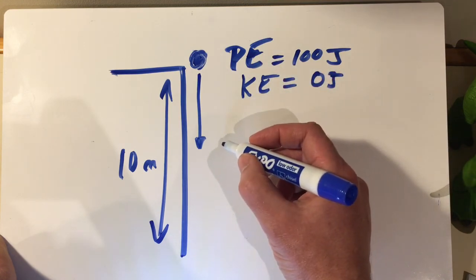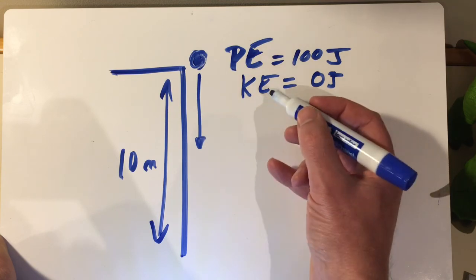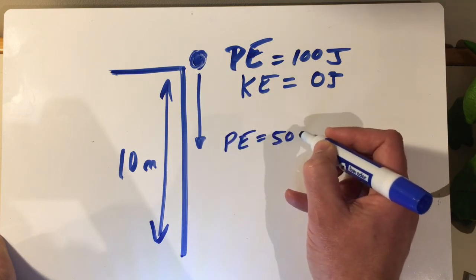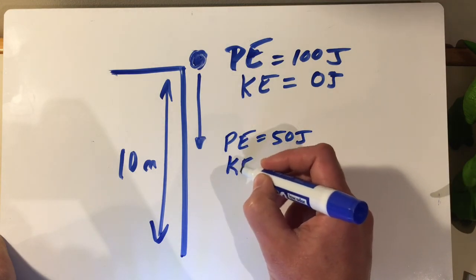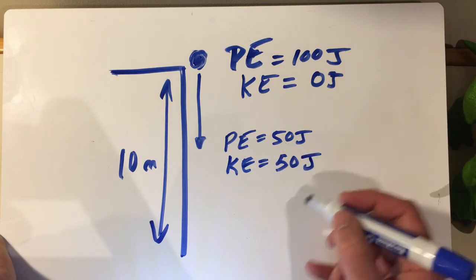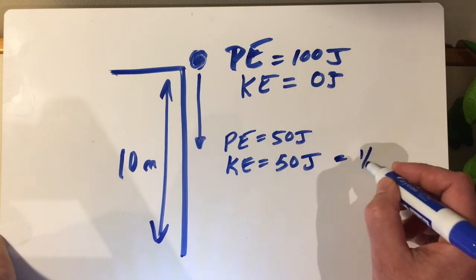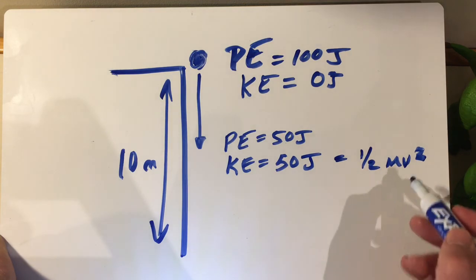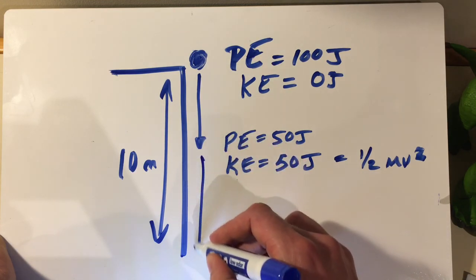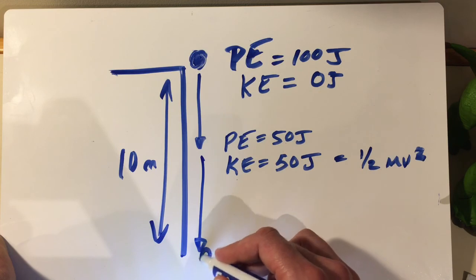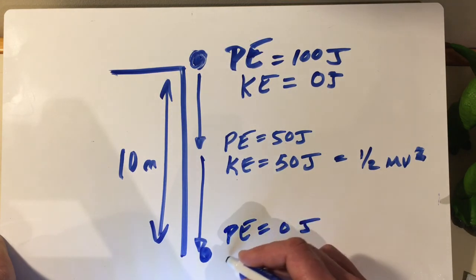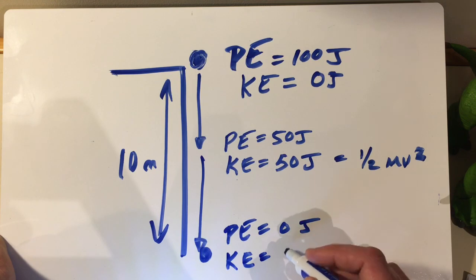So here, it might be halfway on the way to converting potential to kinetic. Its potential energy would be about 50 joules because it's fallen half the way, and its kinetic energy would equal 50 joules. It's sped up at this point, and remember, kinetic energy is 1/2 mv squared, so its velocity is increasing, therefore its kinetic energy is increasing. As it continues, just before it hits the bottom, it's converted all of its potential energy, so that's now 0, into kinetic energy. And that would be 100.